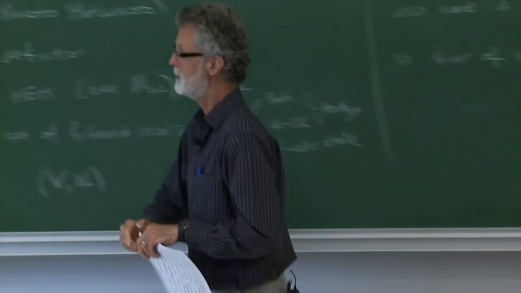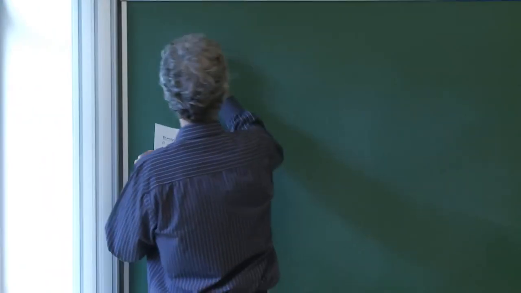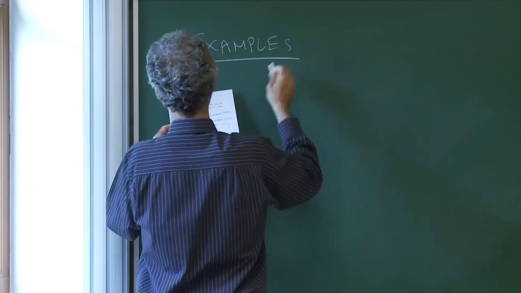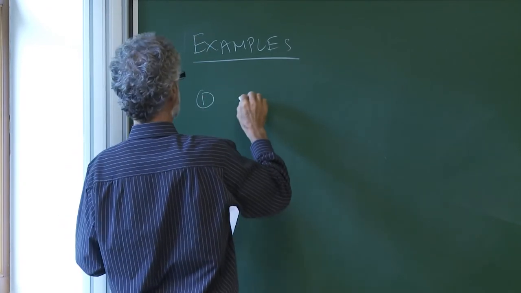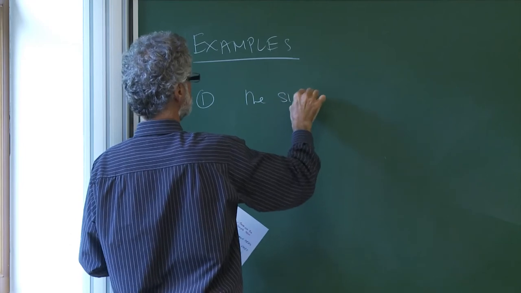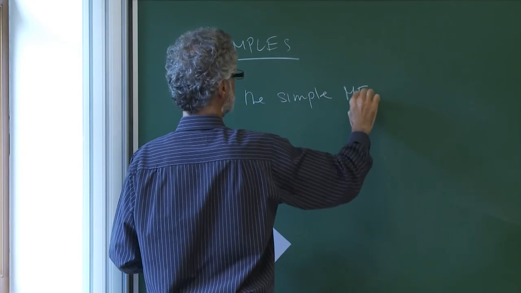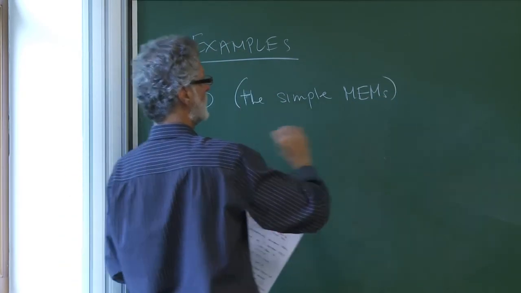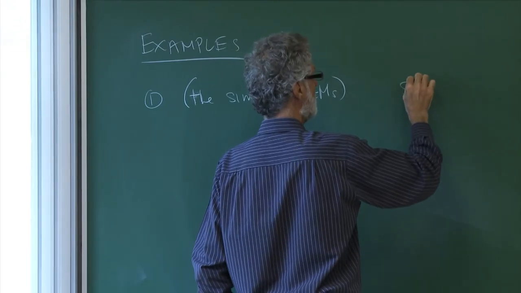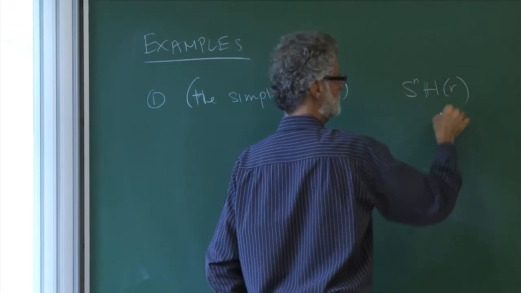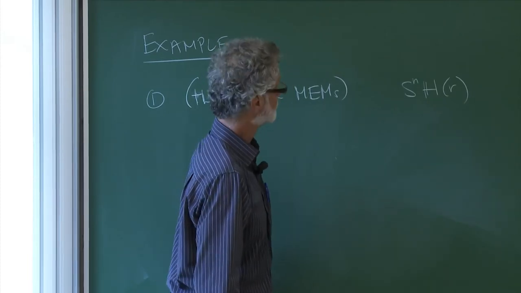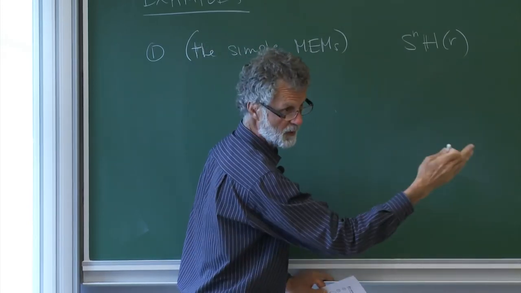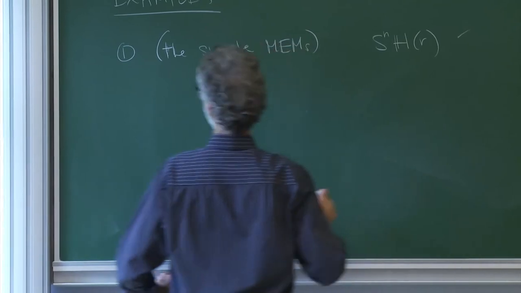So let's look at some examples. So the first one is these are the simple guys in any of these categories, the only simple guys. You can just take S^N H, R. They occur. I've already shown you that these guys degenerate to a direct sum of Tate motives. So we've already verified this.